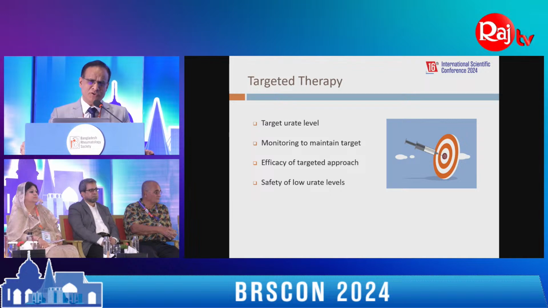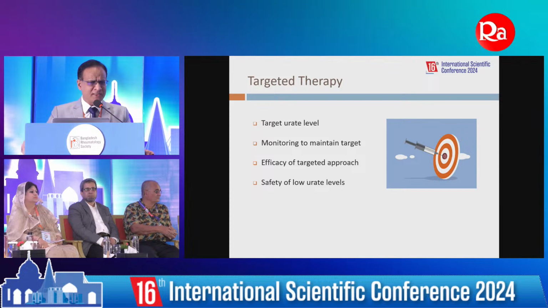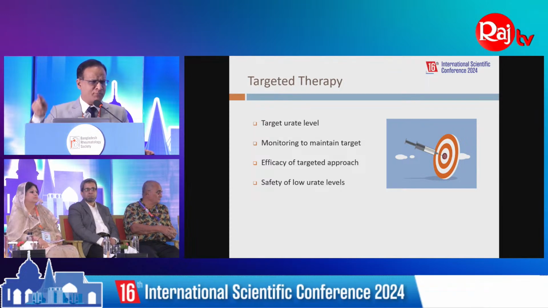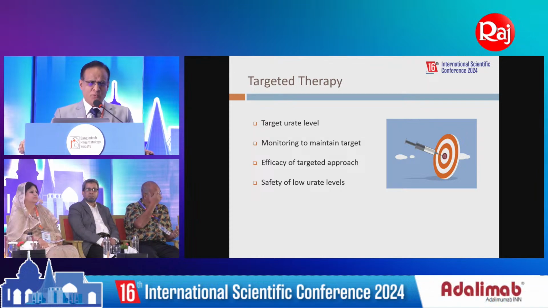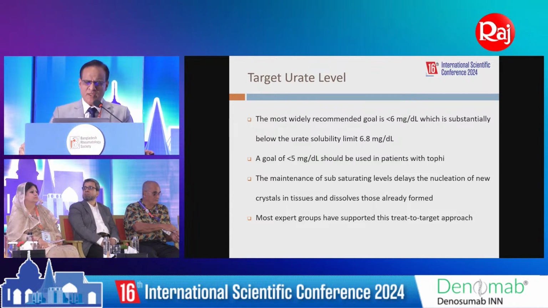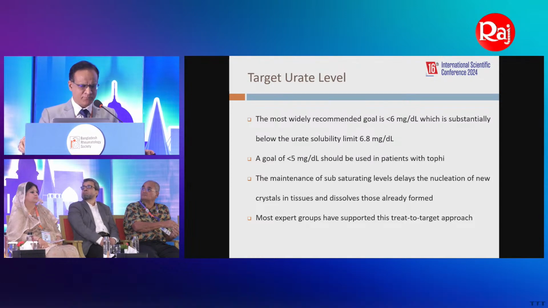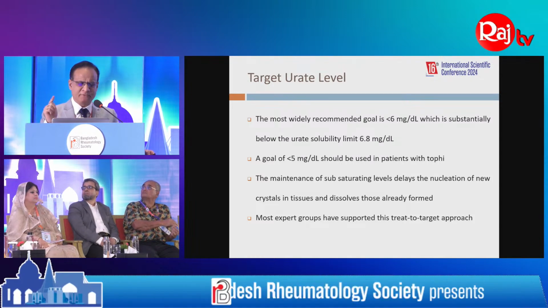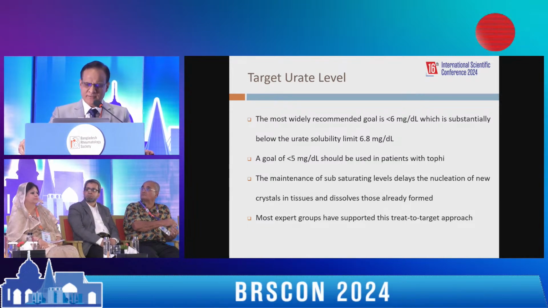Many of our doctors think, oh no, very low uric acid level, please stop, this is harmful. This is really a misconception. We have to know the data and work that is ongoing throughout the world. What should be the target urate level? The most widely recommended goal is less than 6 milligram, and the goal should be less than 5 milligram for those who have tophi.